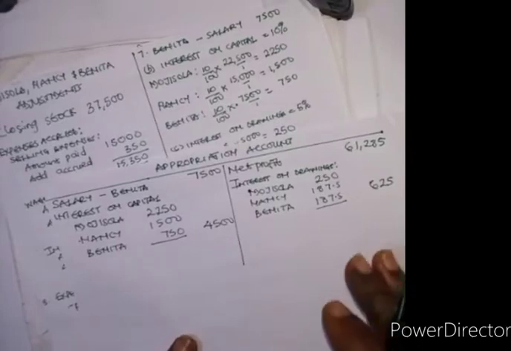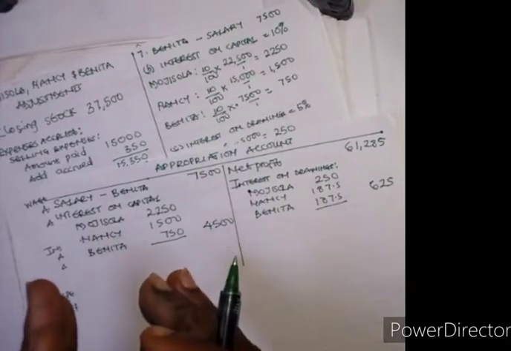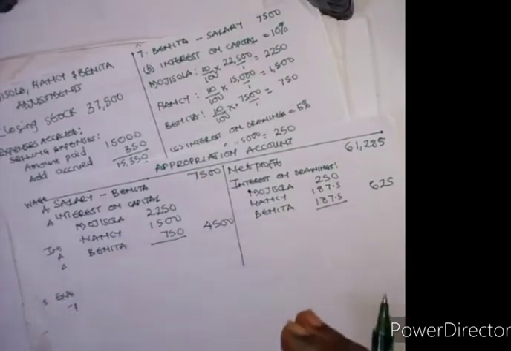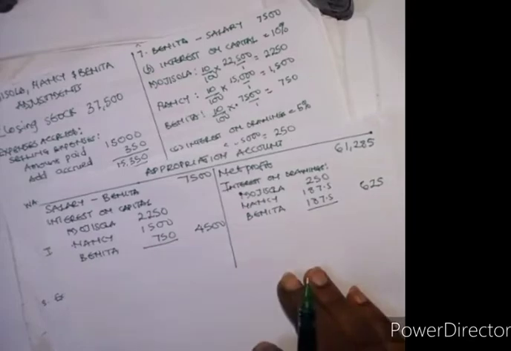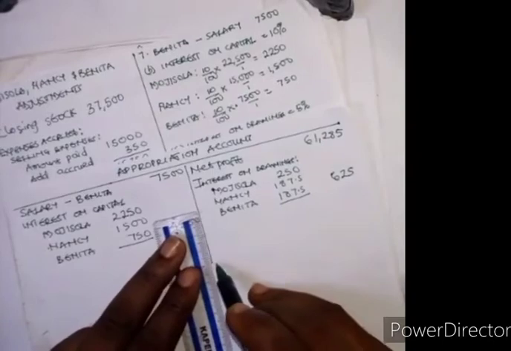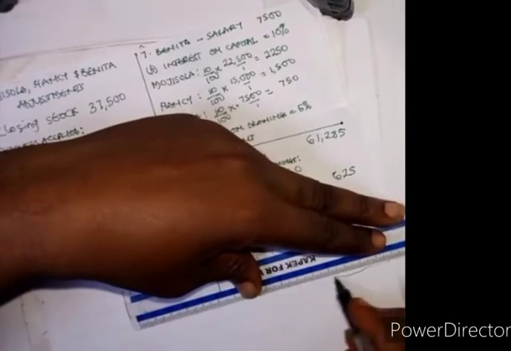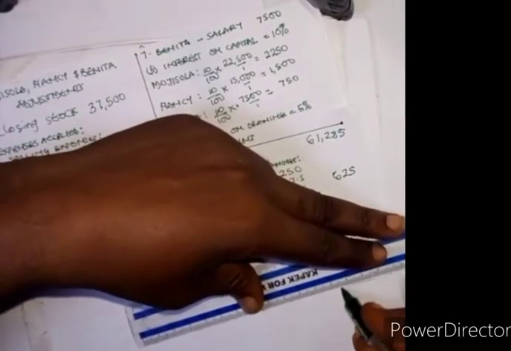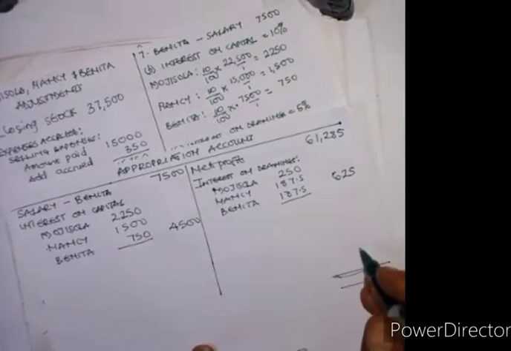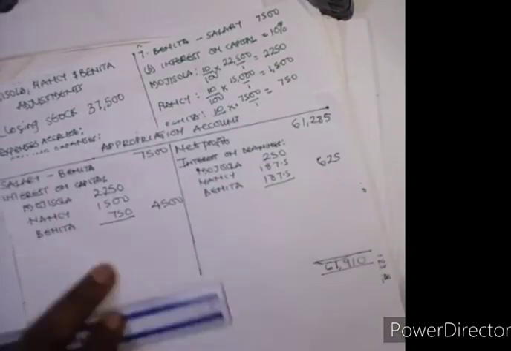Now, I said before, there's share of profit when the right hand side is greater than the left hand side. Okay, the credit side is greater than the debit side. That is when there is profit. So looking at it now, our right hand side should be greater than our left hand side. So if we add up this 61,285 plus 625, it is supposed to give us 61,910.